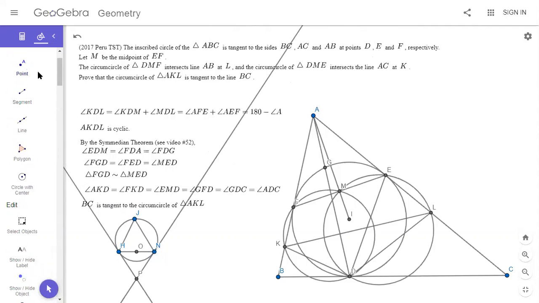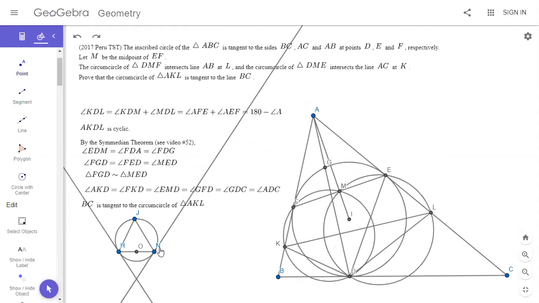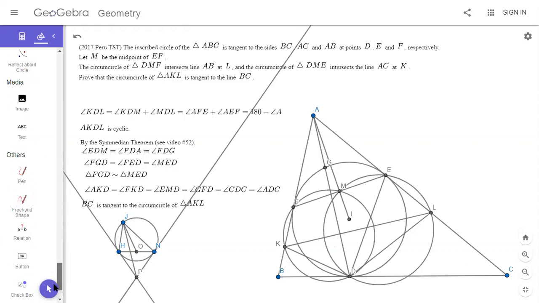It just says that angle NJO is equal to angle HJP. That's all it says. So O is the midpoint of HN. The symmedian theorem just says angle NJO is equal to angle HJP. So yeah, it's a really simple theorem, but it's very useful.